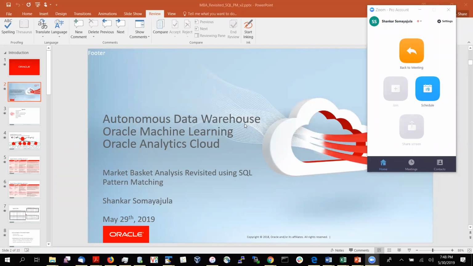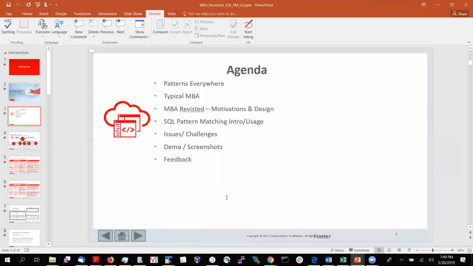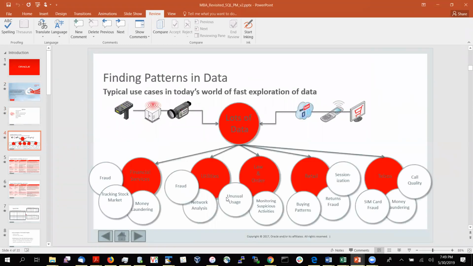I'm going to give a short demo on my session, which is market basket analysis revisited using SQL pattern matching. To begin with, let's see what market basket analysis is. It's a means of finding patterns within a set of records. So, finding patterns in data, essentially, it's a big data problem.